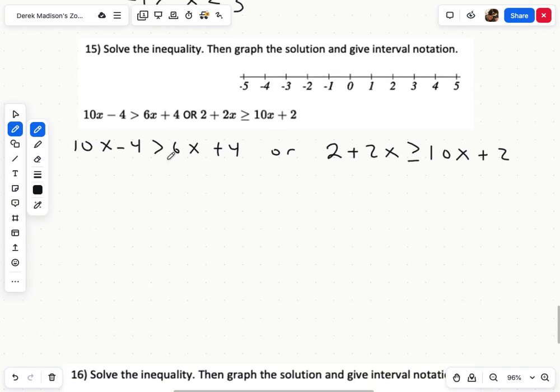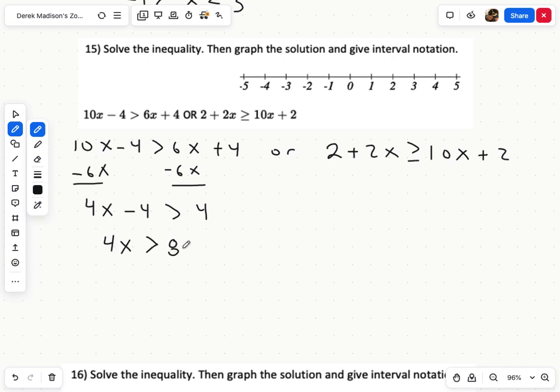So just as we've done in previous sections, I'm going to subtract the 6x over. Again, whenever I can, I prefer to bring the x's to the left of the inequality just because it feels like it's in a better order. And then we'll add that 4 over, and that'll get us 4x is greater than 8. And then dividing both sides by 4, it's +4, so there's no sign flip. I would get x is greater than 2.